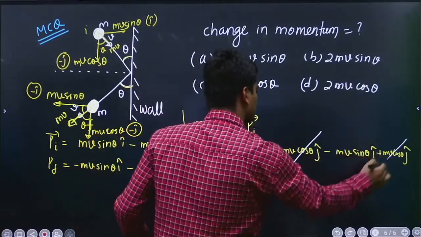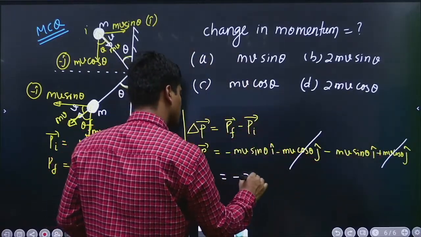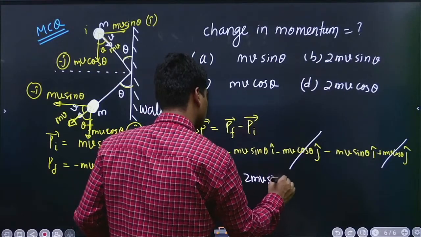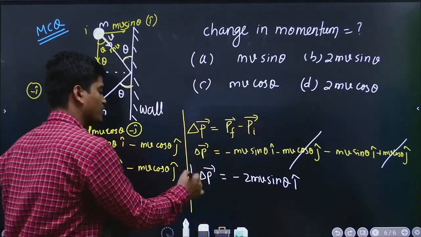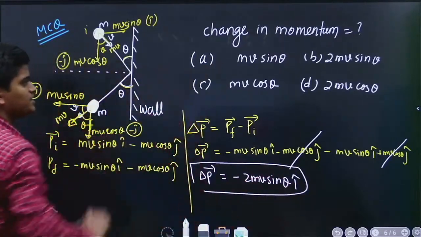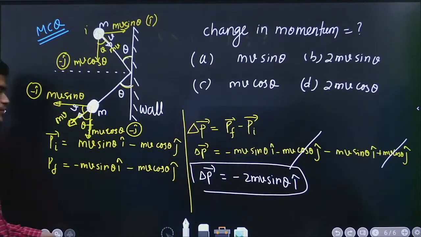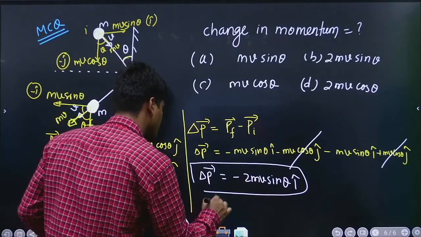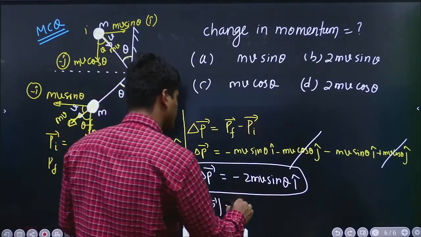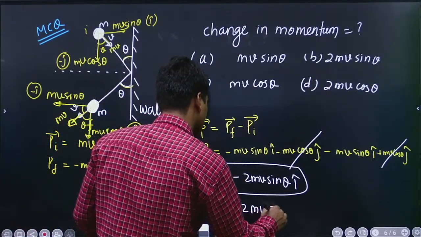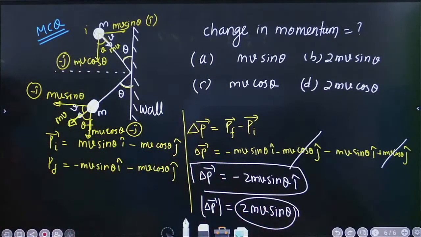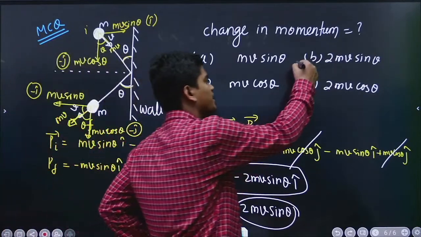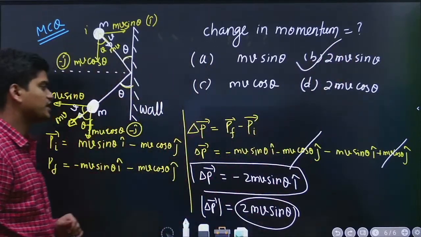Minus mb cos theta j has to cancel. So how much are we getting? Minus 2 mb i. This is your change in momentum, but it is in vector format, while the question gives it in magnitude format. So if I take the magnitude, what is the change in momentum magnitude? It is 2 mb sin theta. So which answer? The answer is the second option, 2 mb sin theta.